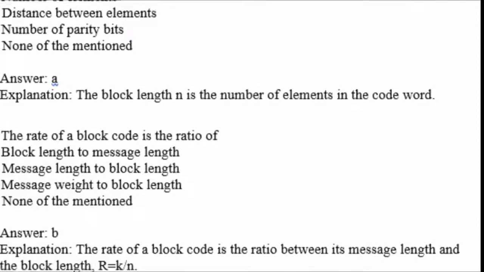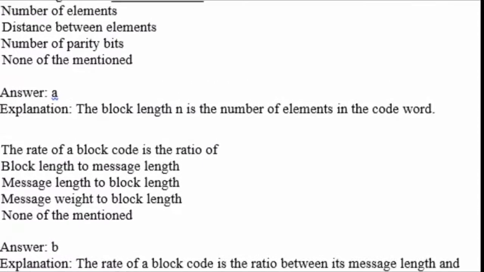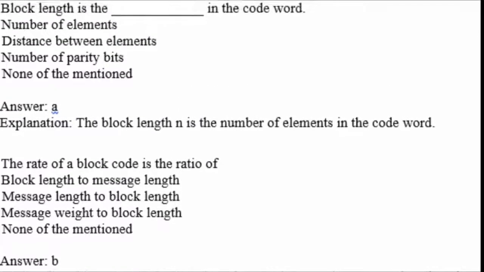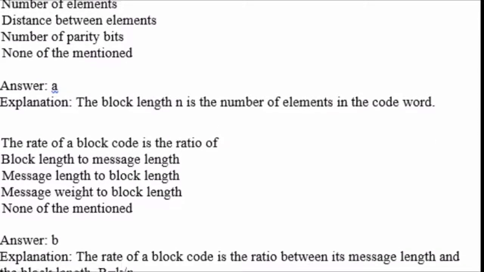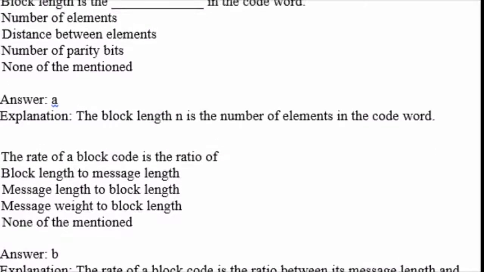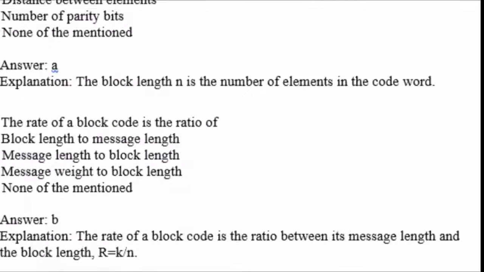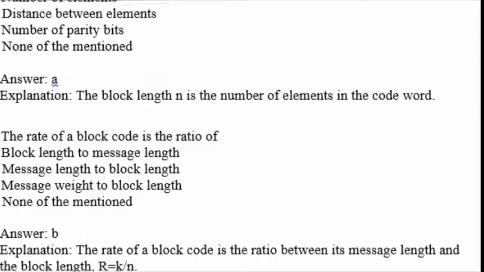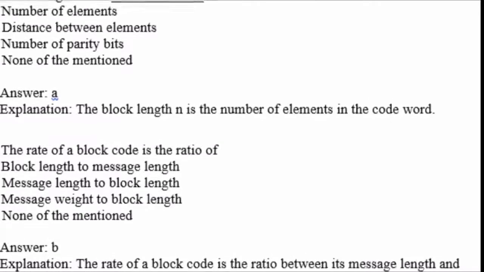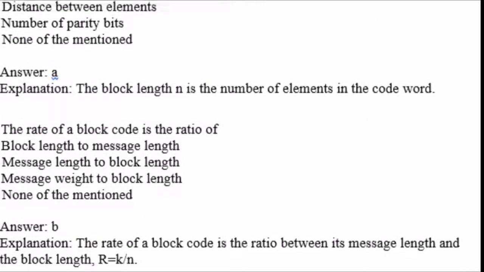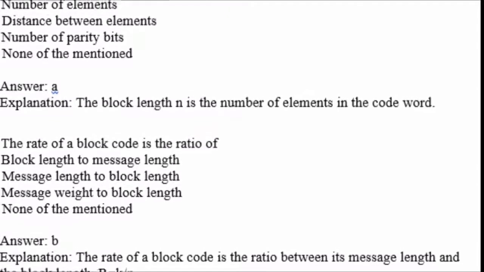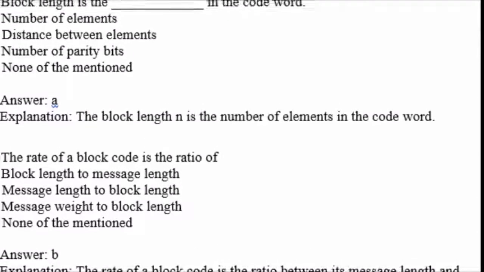Next question, block length is the dash in the code word. There is a number of elements in the code word. Answer A. Next பார்த்தீங்கன்னா the rate of a block code is the ratio of message length to block length. Answer B. So the rate of a block code is the ratio between its message length and its block length, that is R equal to K by N. So K வந்து நமக்கு தெரியும், that is going to represent a message and N is the number of bits or number of blocks. அப்போ block length வந்து represent பண்ணும்.